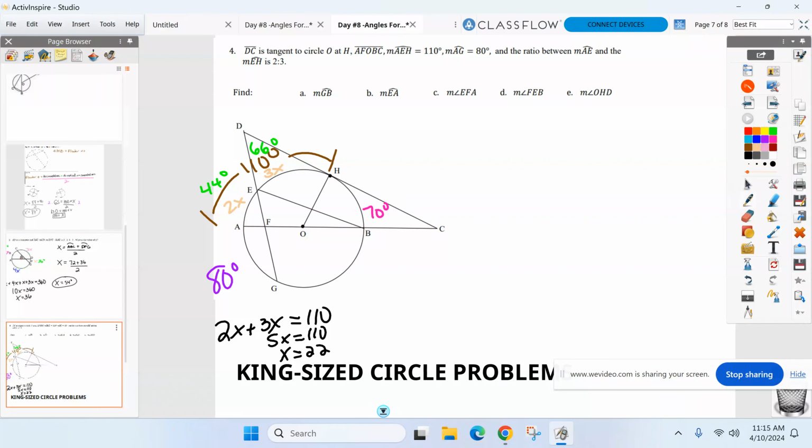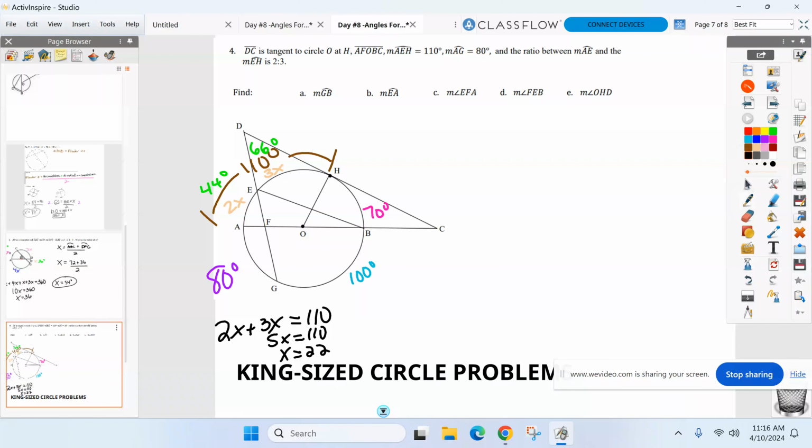One more arc, GB. 2 semicircles. AGB measures 180. So if I already have 80, that's going to give me 100 degrees over here. Find all the arc measures first. Now, hopefully, ready? Watch how easy this becomes.